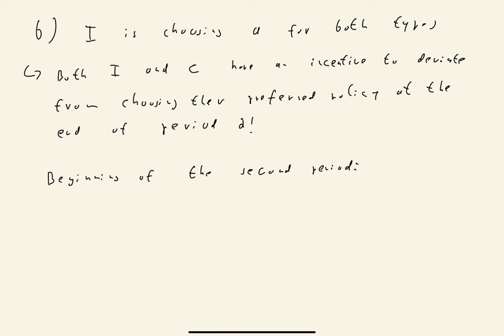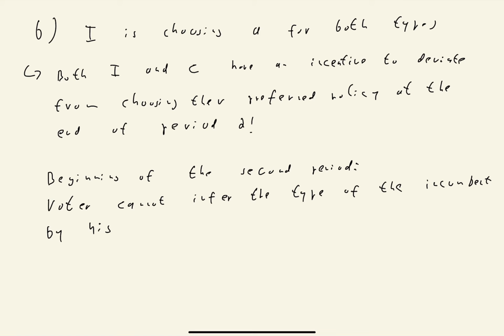So now the issue is that, given this behavior of the incumbent, that he's choosing A for both types, the voter cannot infer the type of the incumbent by his choice or his behavior in the first period.